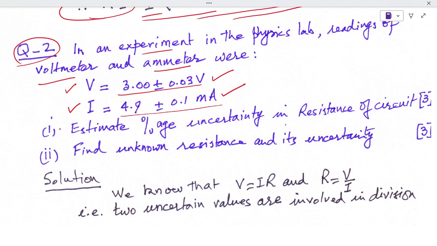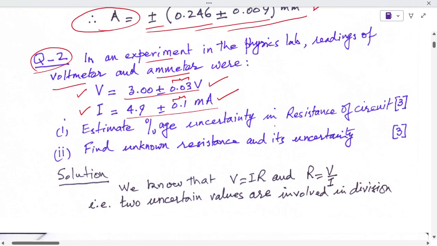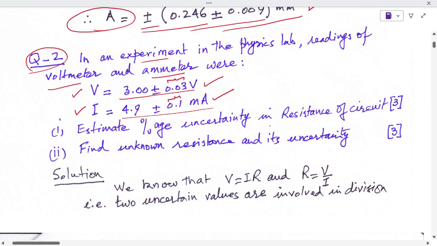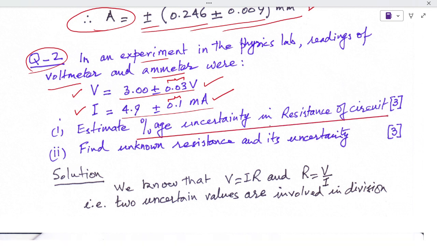Here two things again are of very interest. Can you see that the voltmeter reading is up to 2 decimal places, so the uncertainty is in the second decimal place, and the ammeter reading is up to 1 decimal place, so the uncertainty is also in the first decimal place. Okay, you have to remember that. So we have to estimate the percentage uncertainty in the resistance of the circuit, 3 marks, and find the resistance and its uncertainty, again 3 marks.